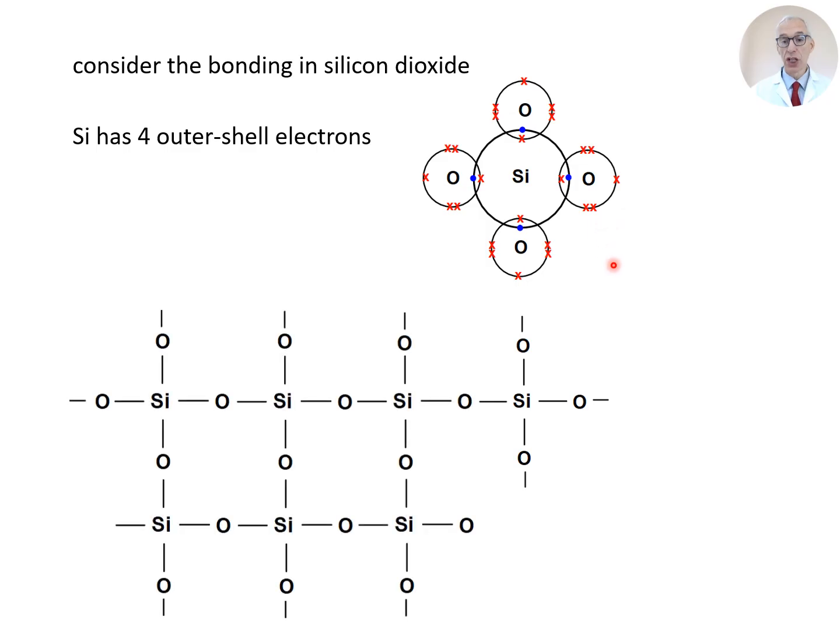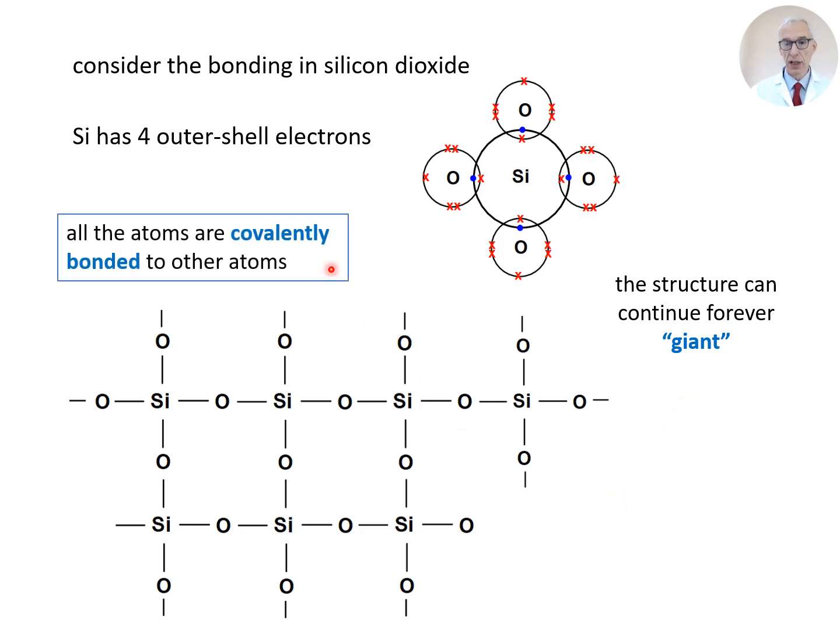It can achieve that by bonding to a second silicon. So each silicon is bonded to 4 oxygens, and each oxygen is bonded to 2 silicons. In that way, silicon achieves a noble gas structure, and so does oxygen. But that process continues and will continue forever. That is, it is a giant structure until the atoms run out.